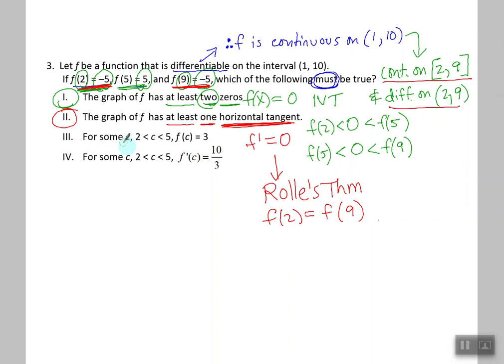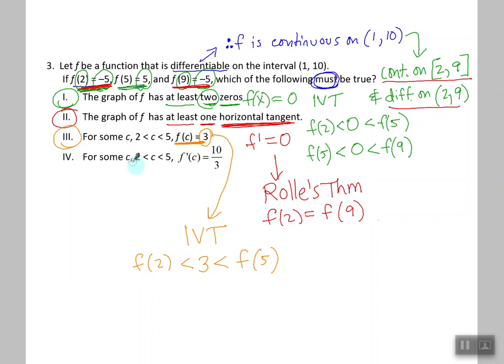3. For some c between 2 and 5, f of c equals 3. Again, that's not a derivative, so that one is also indicating intermediate value theorem. So between 2 and 5, what do we have? F of 2 is -5, f of 5 is +5. Is 3 between those values? Yes, it is. We have a continuous function, and 3 is between f of 2 and f of 5, so 3 must be hit. True.